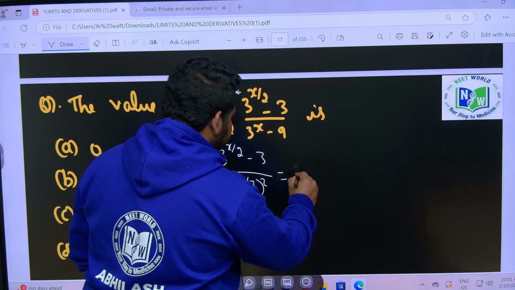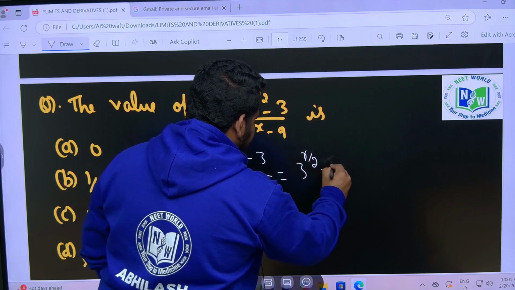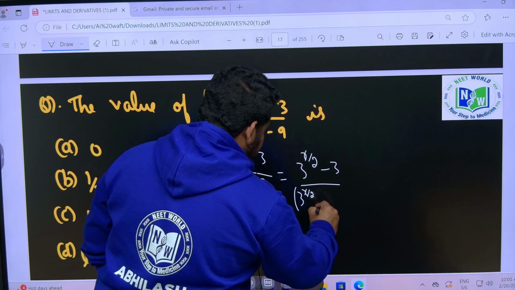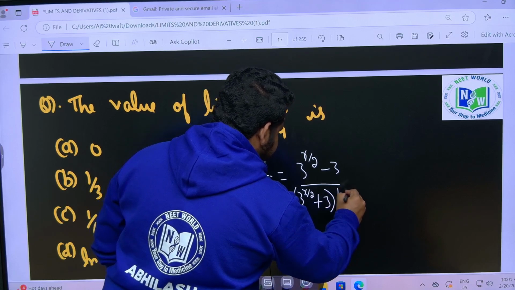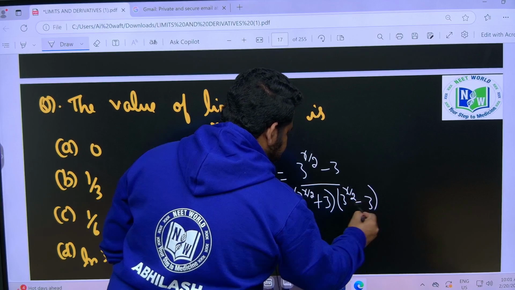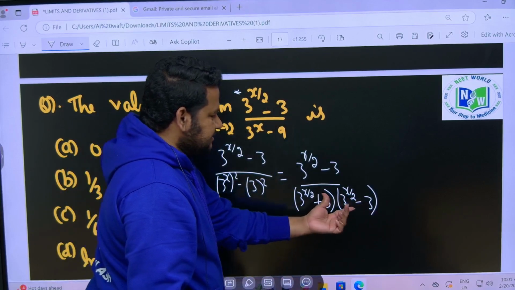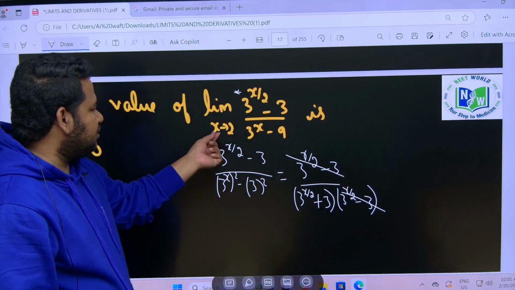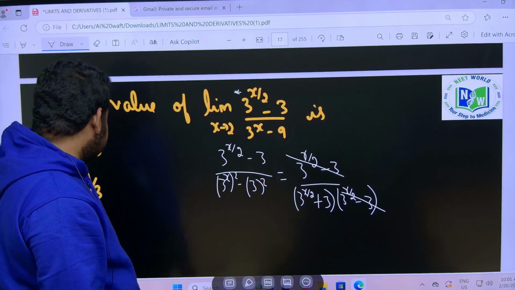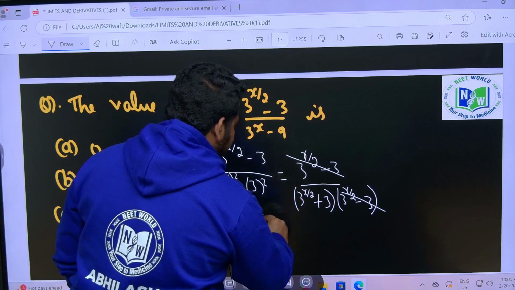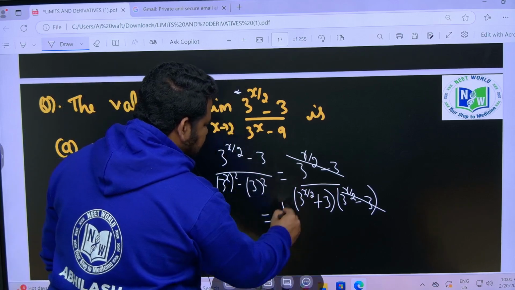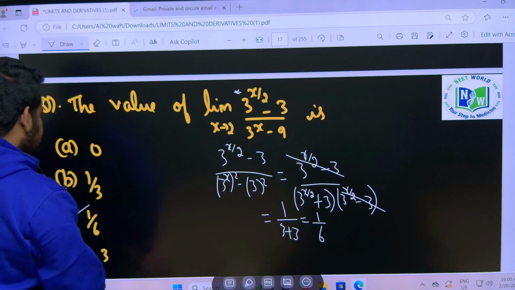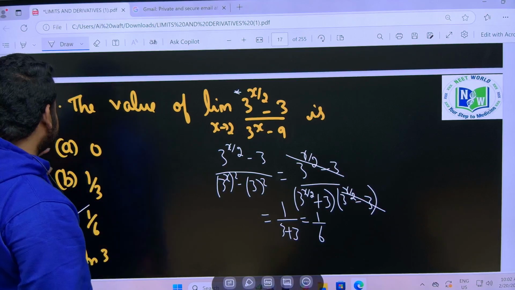So this can be written as (3^(x/2) minus 3) by (3^(x/2) plus 3) into (3^(x/2) minus 3). So we got x minus a, that is the culprit. So we will cancel it. What will you get if you substitute the value of 2? You will get 1 by 3 plus 3, that is 1 by 6. That is 1 by 6 is the answer. Got it, friends? This is based on factorization.